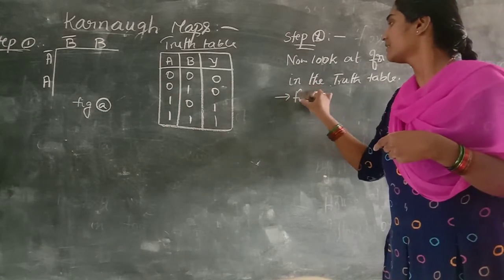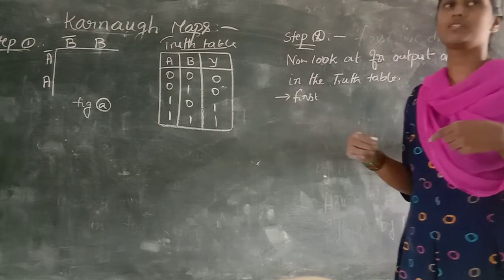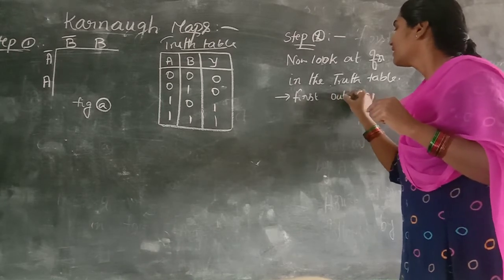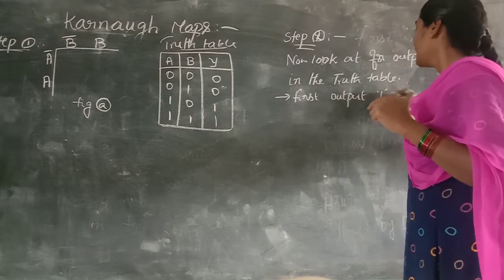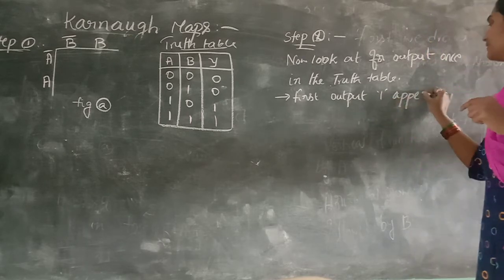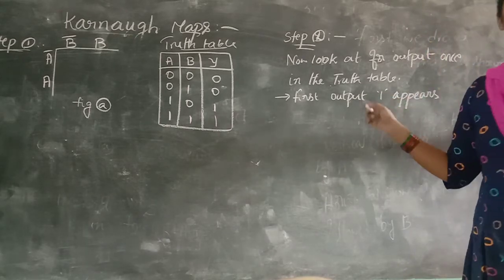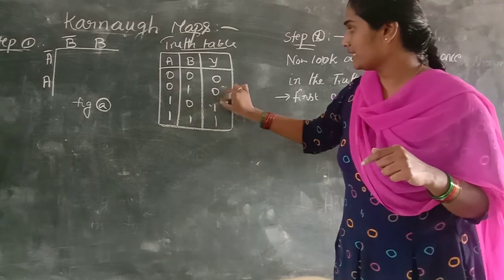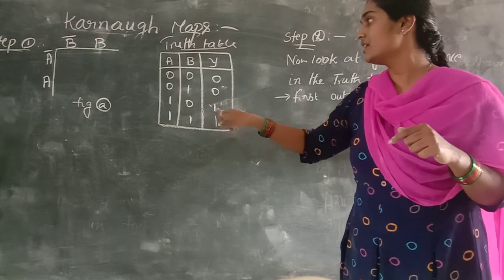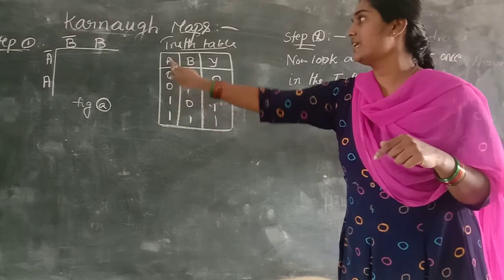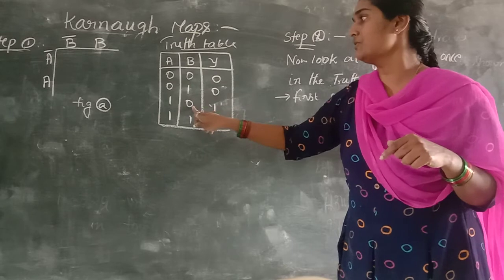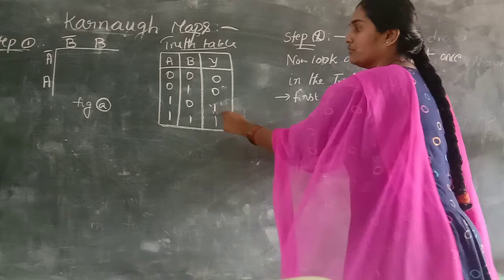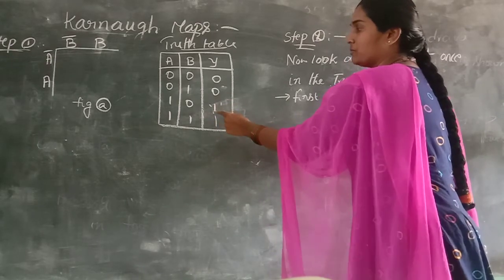First, where does output 1 appear? Here. For this, A is equal to 1 and B is equal to 0. We look only at where the output is 1.